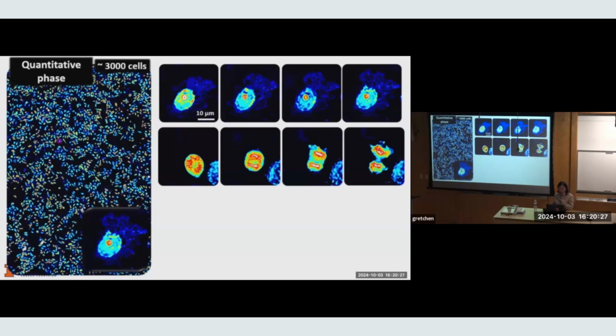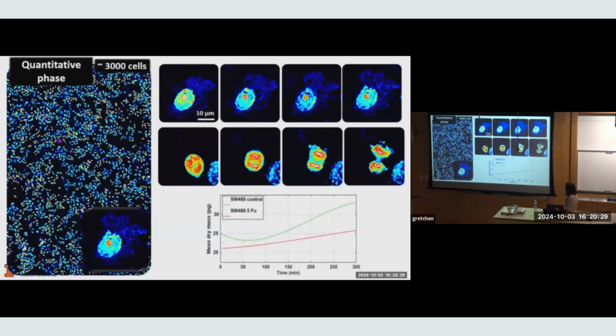So you can do a lot of the standard things we typically do using quantitative phase imaging, like monitoring the drug response treated with the chemotherapy drug. You see a slowdown of the dry mass over time.